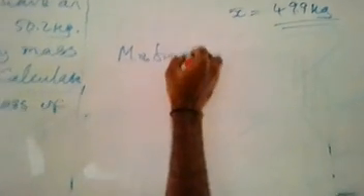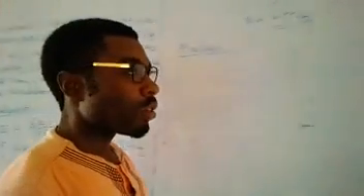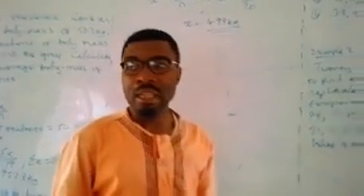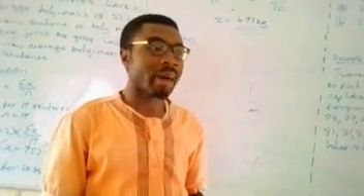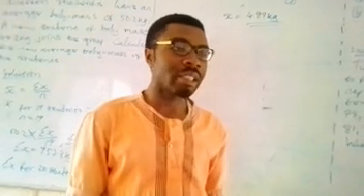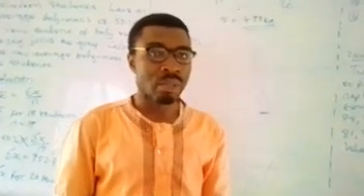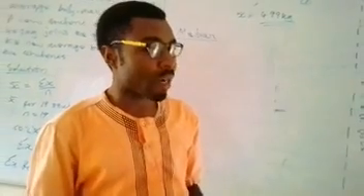Now we are going to go into mode. Well, let's look at median first. Median. The median is also another measure of central tendency. What is median? Median of a set of data is the middle number or the middle member of that data when arranged in order of magnitude. The middle number when arranged in order of magnitude.